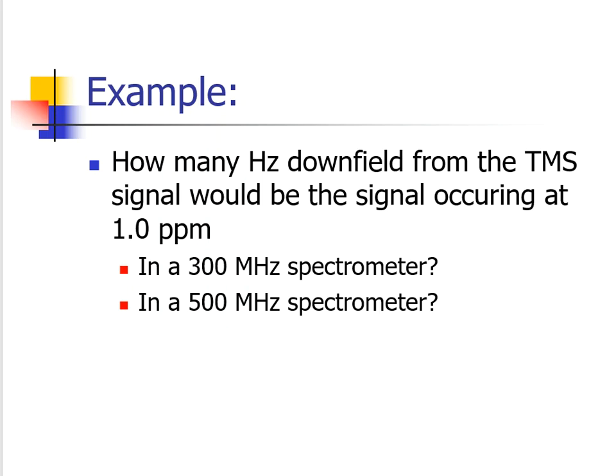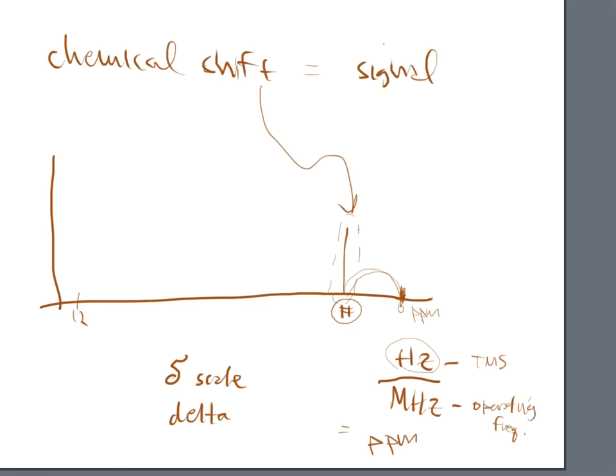So we're looking at distances. How far away from the TMS would I see this signal show up if I begin to change the operating frequency of the NMR? So we first have a 300 and then a 500 spectrometer. And it does tell me a 1 ppm. All right, so the way that we would solve this type of example problem is that this instrument, keep in mind, is ppm. So this is hertz over this megahertz number, which is the operating frequency of the instrument.